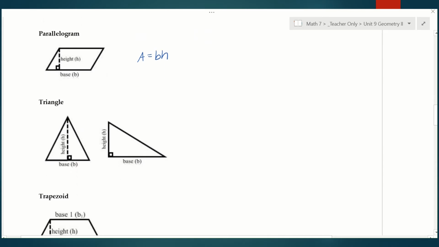For a triangle, there's two different formulas you may have seen. The first one is 1/2 base times height, or some people write it as area equals base times height divided by 2.